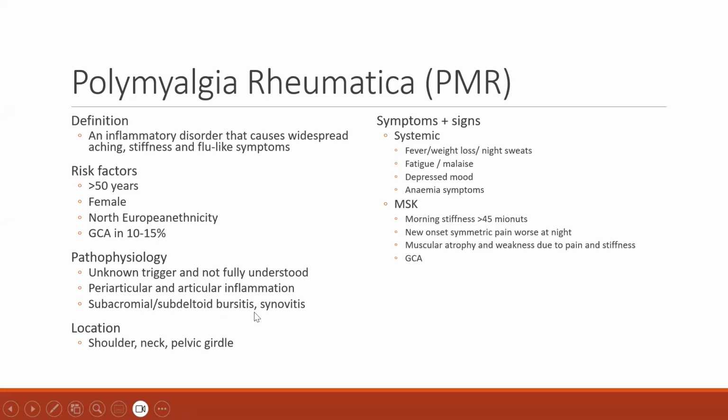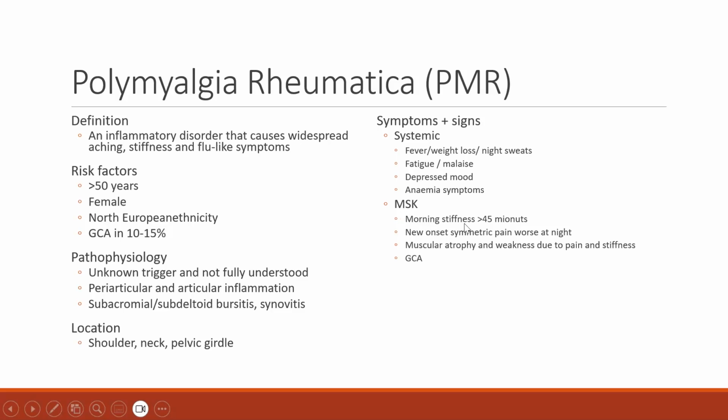We get some pain in the shoulders. So location: shoulder, neck, and pelvic girdle. Symptoms: systemic fever, weight loss, and night sweats. We get fatigue and malaise. We get depressed symptoms, anemia symptoms, and some musculoskeletal symptoms.